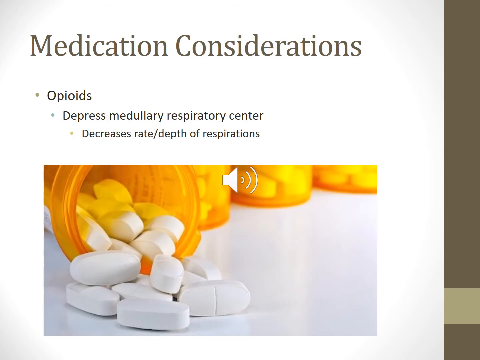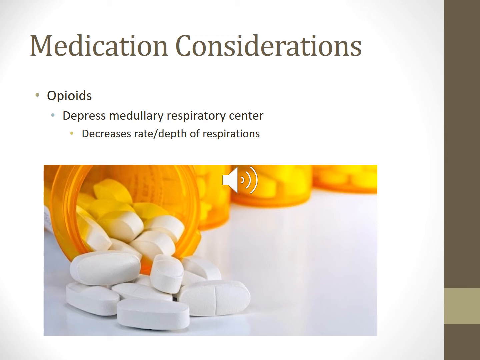Medications are another consideration when we're thinking about cardiopulmonary functioning and our oxygenation. And that's just because many medications can, or any medication that has an effect on our central nervous system, we need to be monitoring carefully for respiratory complications. An example of this would be pain medications or opioids. That can depress the medullary respiratory center, and that can cause a decreased rate or death of respirations.